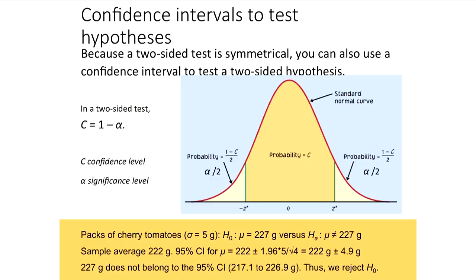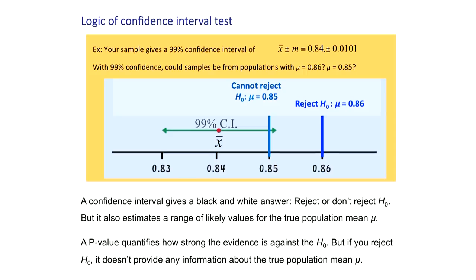This is all very similar to what we did with confidence intervals. So if you had a sample mean that had a confidence interval that includes the null hypothesis value, then you could not reject the null hypothesis. If that confidence interval does not include the hypothetical population mean, does not include the value of your null hypothesis, then you can reject the null hypothesis. And it looks something like this.